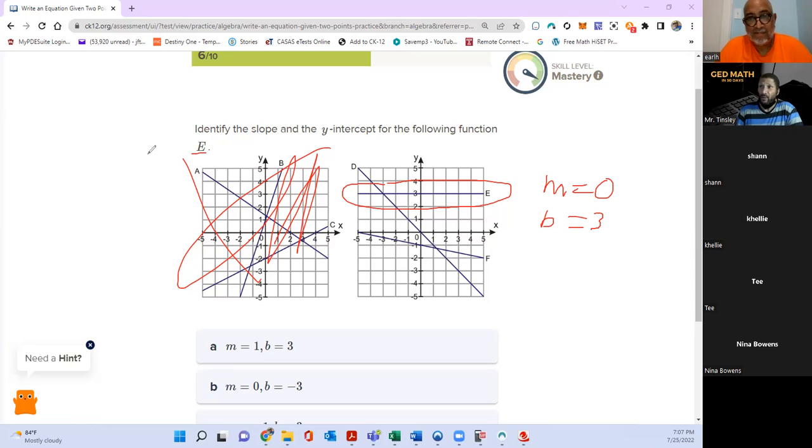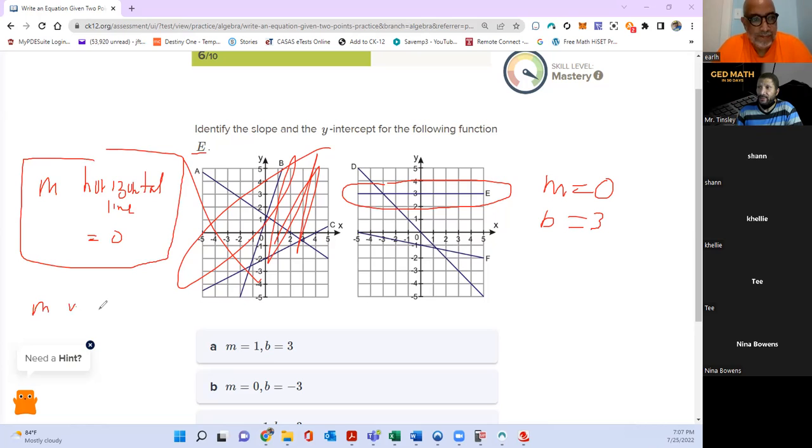Let me write this down. The slope of a horizontal line is 0. The slope of a vertical line is undefined.